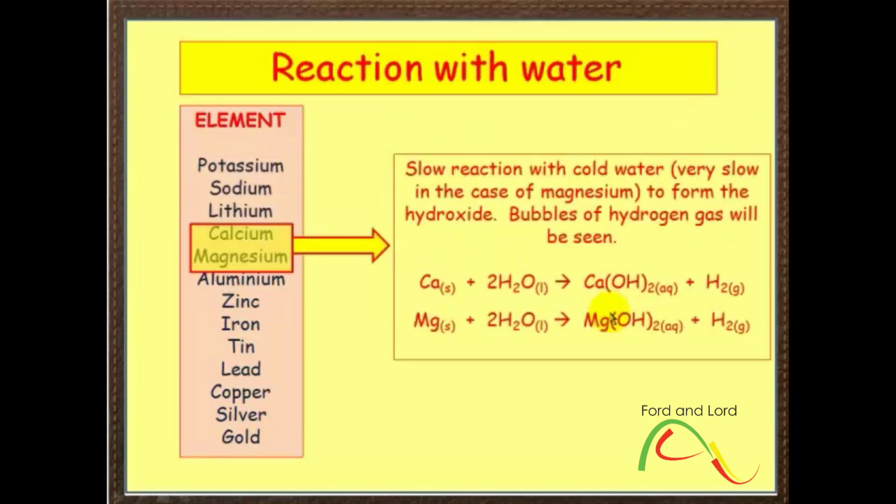Now the middle group here, calcium and magnesium, will react with cold water, but quite slowly, and magnesium in fact very slowly, but again they form the hydroxide. And again you'll see bubbles of hydrogen gas. Similar equations: calcium plus water gives calcium hydroxide and hydrogen. Magnesium plus water gives magnesium hydroxide plus hydrogen.